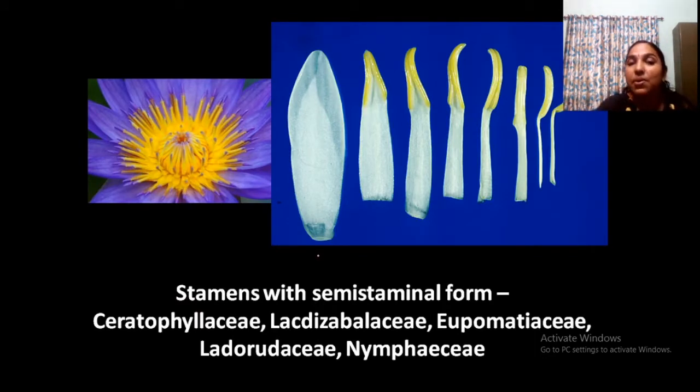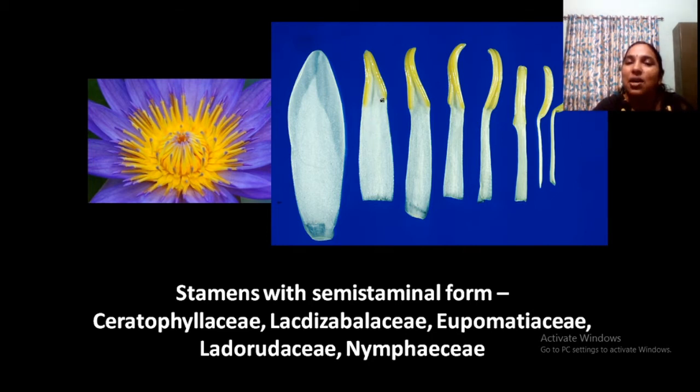Stamens with semi-staminal form. See, the modified petals finally become the stamens. These types of conditions occur in the Ceratophyllaceae, Nymphaeaceae, Eupomatiaceae, Lardizabalaceae, etc. And Lactoridaceae. These are some of the common modified semi-staminal forms. So, sterile portions. In the last slide we studied this fertile part here, okay.